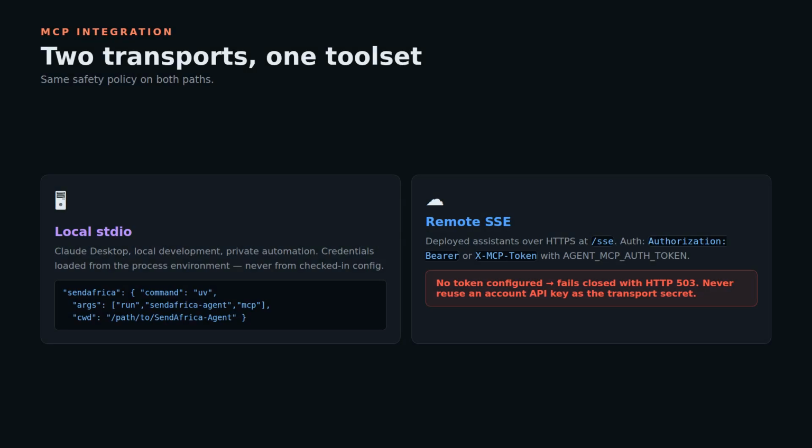The MCP server supports 2 transports. Local style, for Claude desktop and private automation, where credentials come from the process environment, never from checked-in config. And remote SSE for deployed assistants, protected by a dedicated agent MCP auth token sent as a bearer token or an X-MCP-Token header. If no token is configured, the remote transport fails closed with an HTTP 503. And critically, never reuse an account API key as the transport secret.